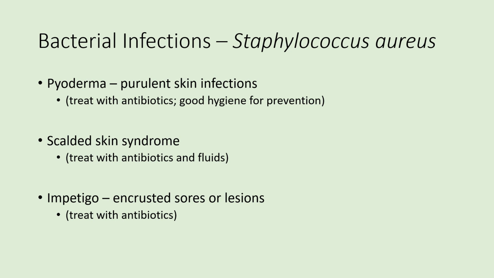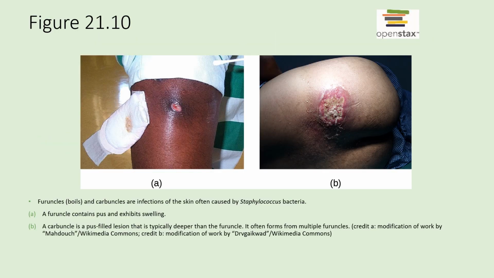Scalded skin syndrome, there's a picture of it in a moment, and it's going to look kind of like a horrible sunburn and you're peeling afterwards. So some of you may not have seen that before. Impetigo, some of you may be familiar with this. It looks like encrusted sores or lesions, and you can treat this with antibiotics as well. Do you have to know which antibiotics? No. In this case, you know it's not going to be penicillin. And so this is showing some skin infections caused by Staphylococcus aureus, where you have these boils, these pus-filled lesions.